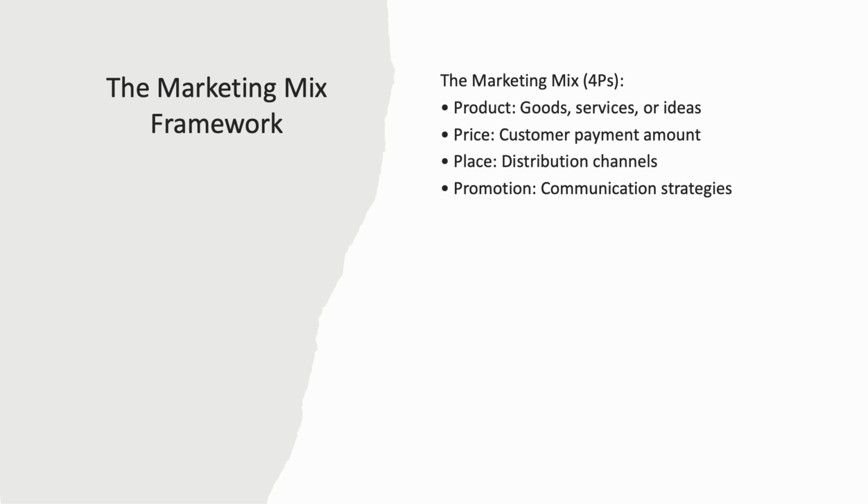The second P, price, represents the amount customers pay for the product. Pricing decisions involve complex considerations including cost structures, competitor pricing, customer value perceptions, and strategic objectives. The third P, place, refers to distribution channels and the process of making products available to customers when and where they want them. This includes decisions about direct versus indirect distribution, retail partnerships, and logistics management.